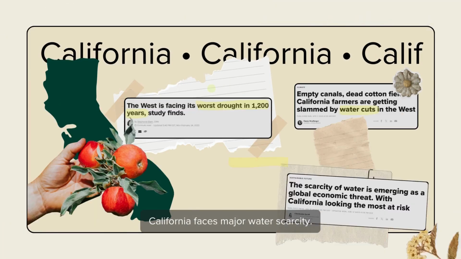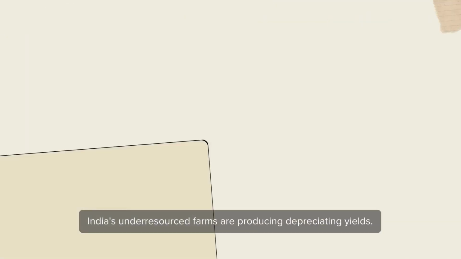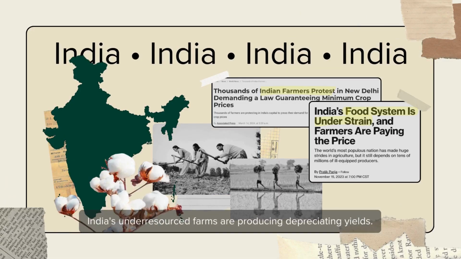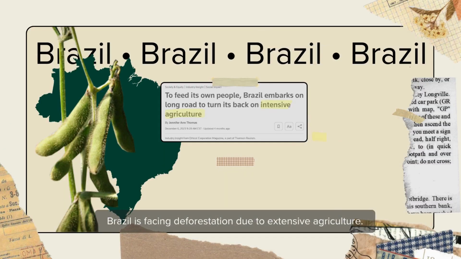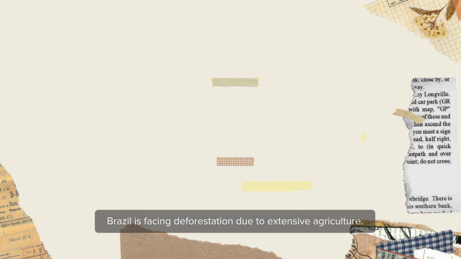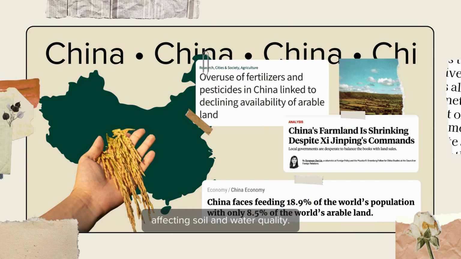California faces major water scarcity. India's under-resourced farms are producing depreciating yields. The Midwest faces mass soil degradation. Brazil is facing deforestation due to extensive agriculture. China faces declining arable land due to industrial activities affecting soil and water quality.